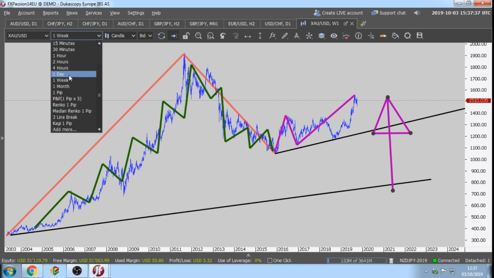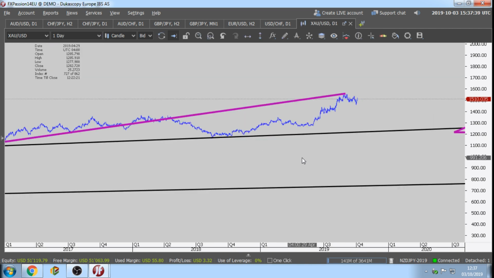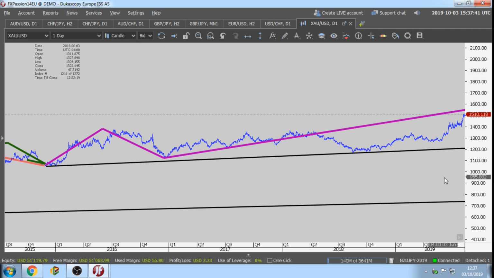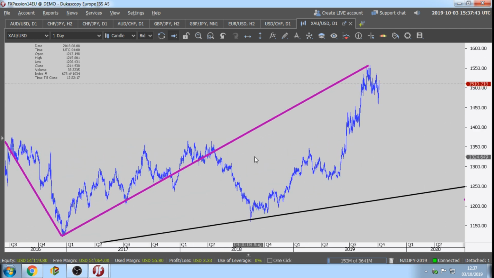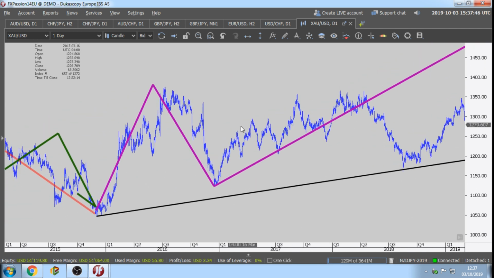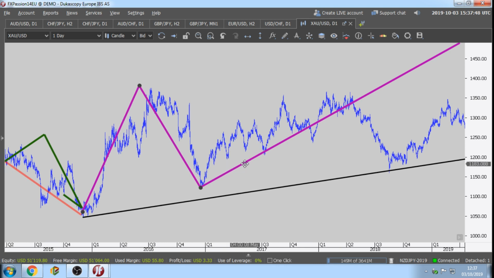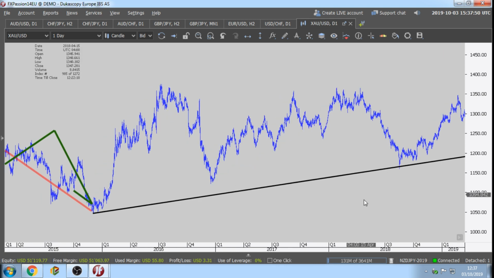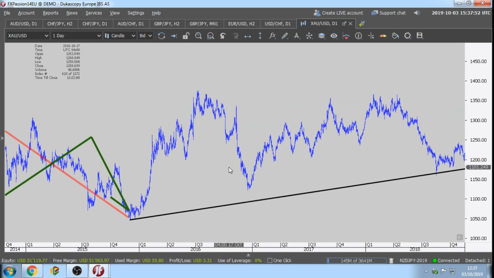And let's jump on the daily. Let's compress the chart. Okay. Now we are going to delete this one. Let's see the market structure, the market wave. Buy gold. Yes, sir.